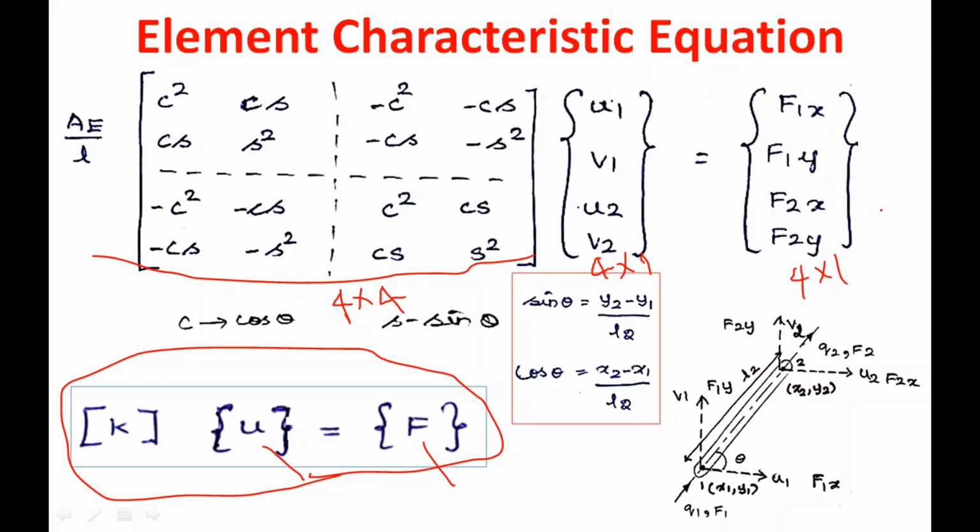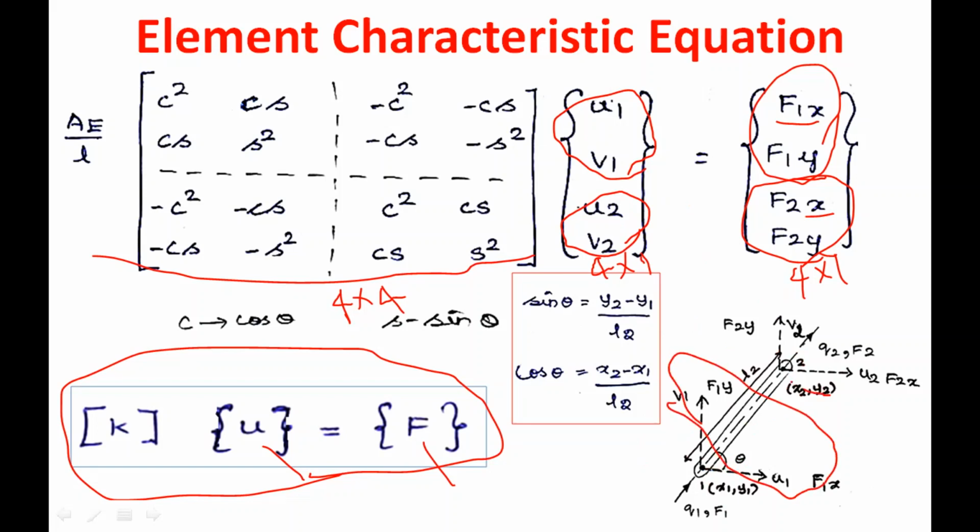Forces are resolved along x and y direction. So we will get the component of forces along x and y direction for each node. This is for node 1, this is for node 2. Here u1, v1 are the nodal parameters for node 1, and u2, v2 are the nodal parameters for node 2. This is the truss element. At each node we have 2 degrees of freedom. Total degrees of freedom is 4. That is why the stiffness matrix size is 4 by 4. That you have to understand.